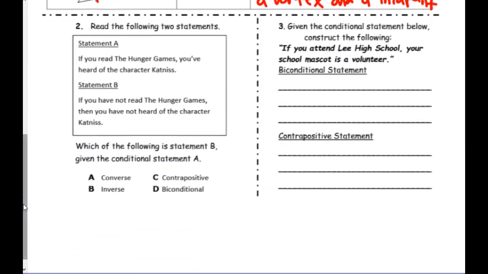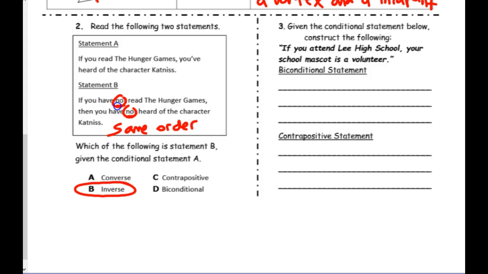Read the following two statements. If you read The Hunger Games, you've heard of the character Katniss. If you have not read The Hunger Games, then you have not heard of the character Katniss. Same order with nots. Okay? So if it's the same order with nots, which of the following statements is statement B, given the conditional statement A? That is an inverse. So remember, converse switches. Inverse has the same order, but has opposites, the word not in it. And contrapositive does both, switch it and opposite, putting the nots in there.